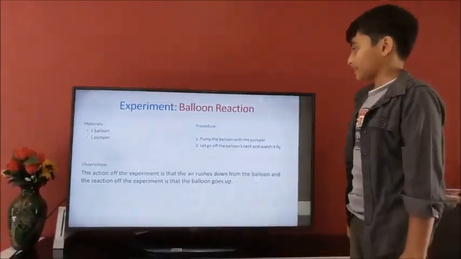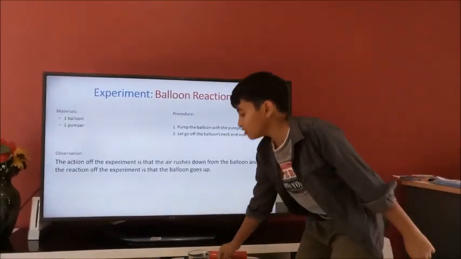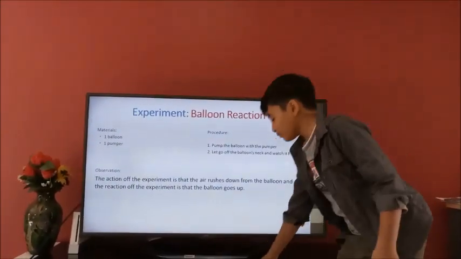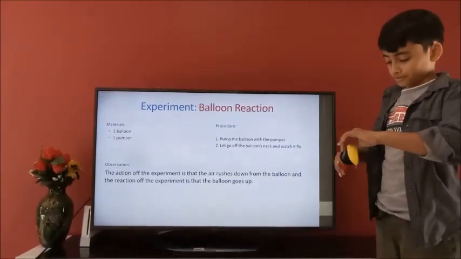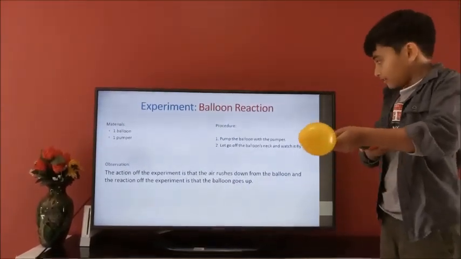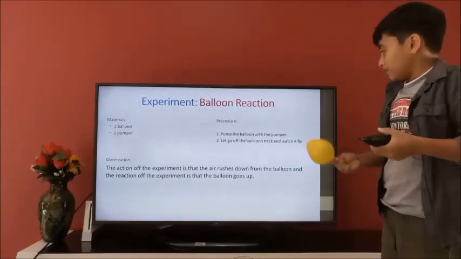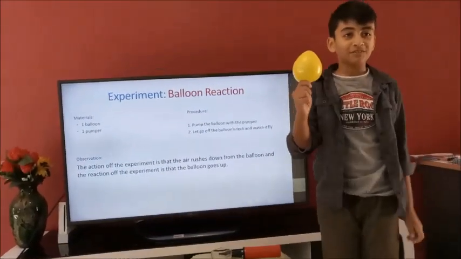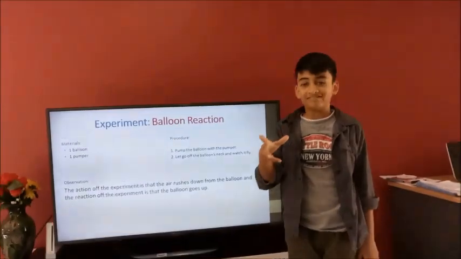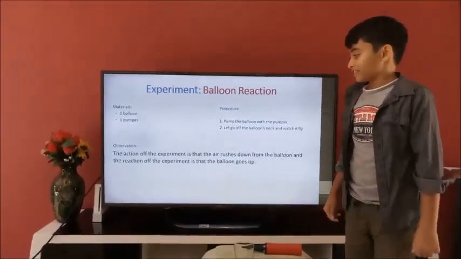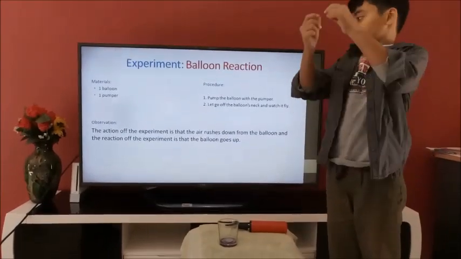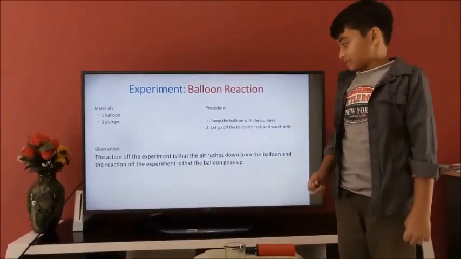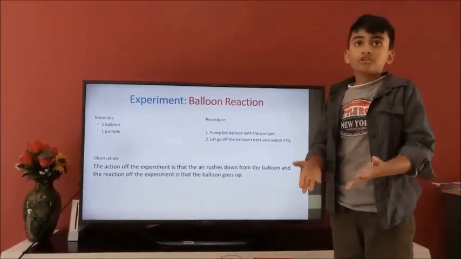Experiment. Balloon reaction. Materials. You'll need one balloon and one pumper. Procedure. Pump the balloon with the pumper. Let go of the balloon's neck and watch it fly. Observation. The action of the experiment is that the air rushes down from the balloon, and the reaction is that the balloon goes up.